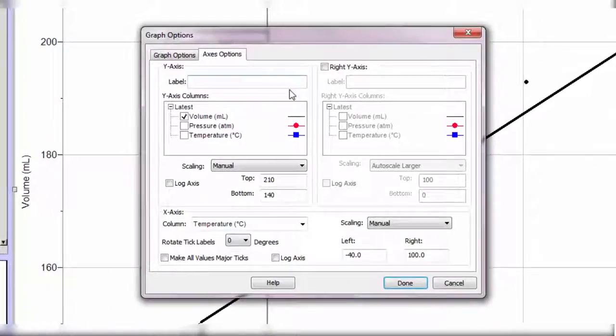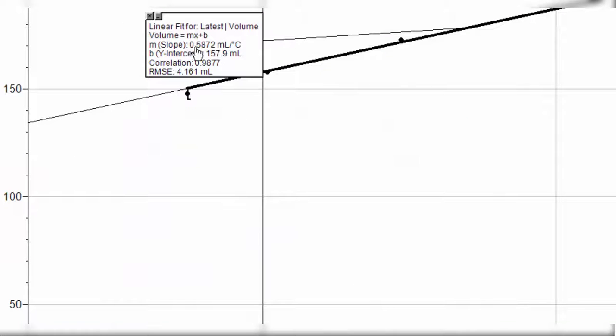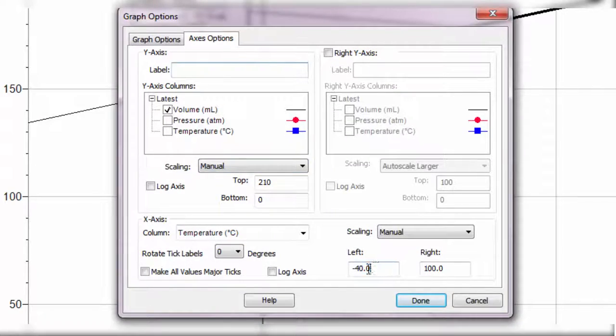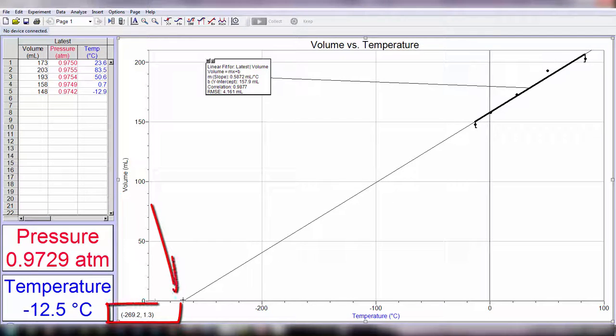Let's adjust the volume y-axis lower limit to 0. Then try some possible lower limit of the temperature to see when the line reaches 0 volume. In this case, we'll try negative 300. We can move the cursor to find the approximate 0 point. It looks to be about negative 268 degrees C.